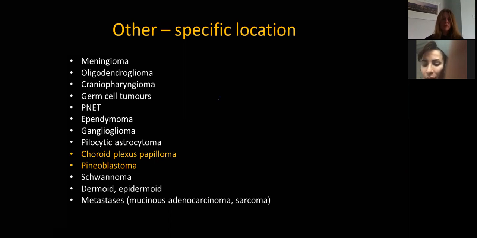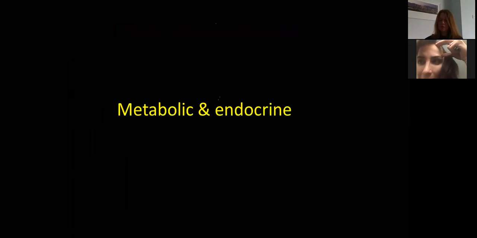So still on this neoplastic list of calcifications, so these calcify, and it's going to be quite obvious. If you see a lesion of the choroid plexus or in the pineal gland region, then you're going to think, okay, this could be neoplastic. So those are the two that will calcify off the rest of that list.